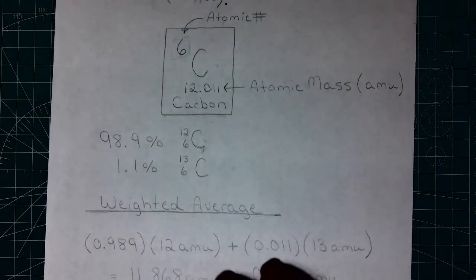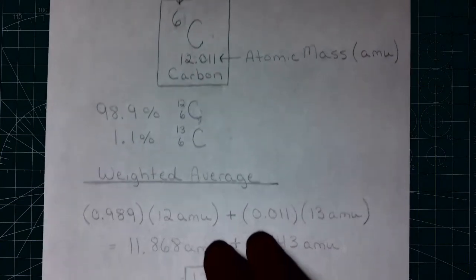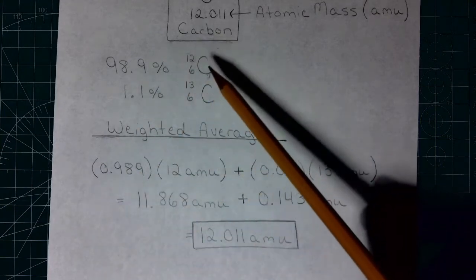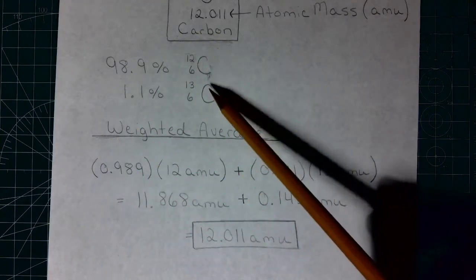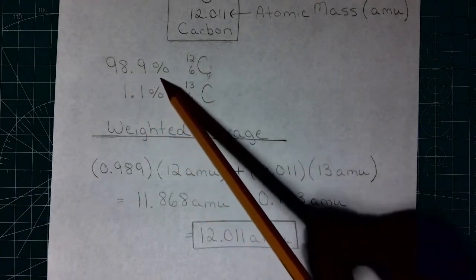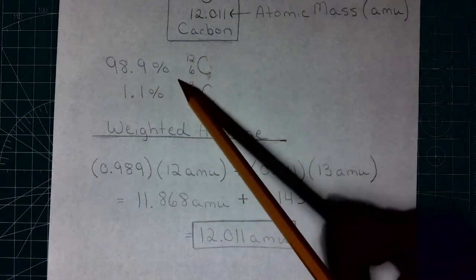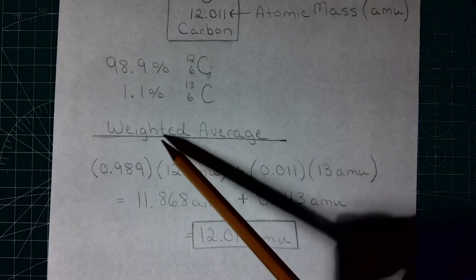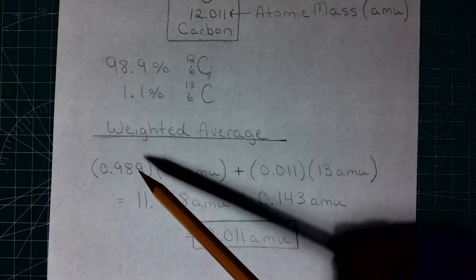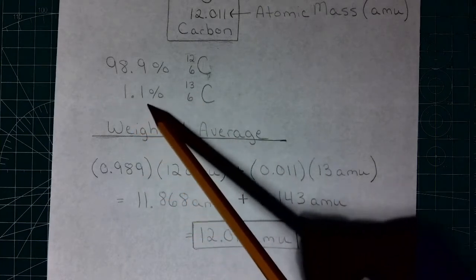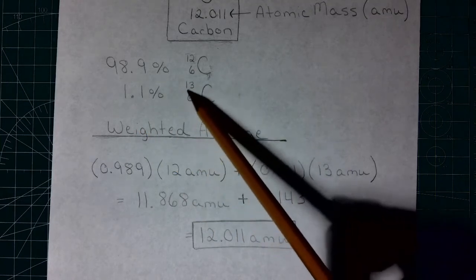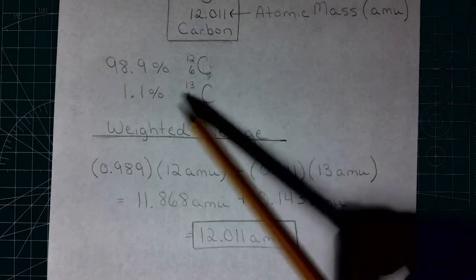So, on to why we have the fractional atomic masses. The reason for that is, as we saw last time, we can have different numbers of neutrons. 98.9% of all the carbon in the world is carbon-12. It has 6 protons and it has 6 neutrons for a total atomic mass of 12. But 1.1% of all the carbon has an extra neutron. It's what we term carbon-13 with an atomic mass of 13.